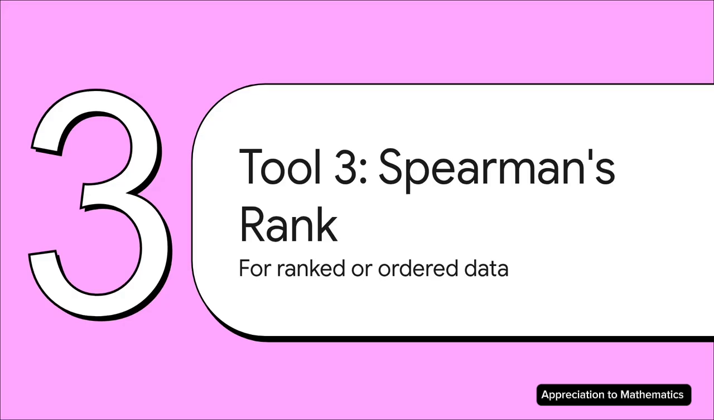All right, tool number 3. Now we're shifting gears a bit. What happens when your data isn't about exact numbers, but more about the order of things? First place, second place, third place, that kind of ranking. For that, we need something different: Spearman's rank correlation.